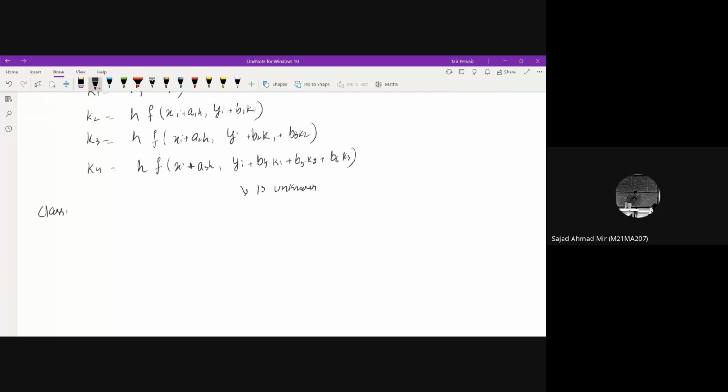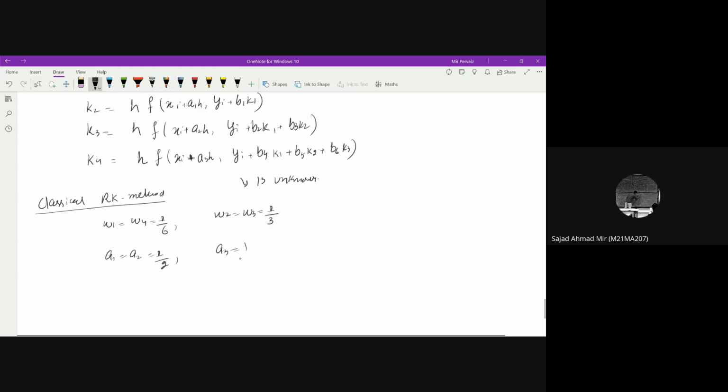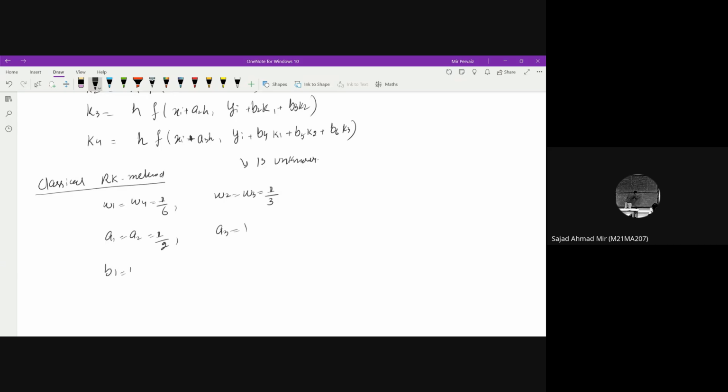So the classical RK4 method is where the values are calculated, giving w1 equal to w4 as 1 over 6, w2 equal to w3 as 1 over 3, a1 equal to a2, and b1 equal to b3 equal to 1 over 2. This is the classical RK4 method for this particular choice of variables. The idea here is you are using the slope at multiple points, and you are taking the weighted average of all those points.